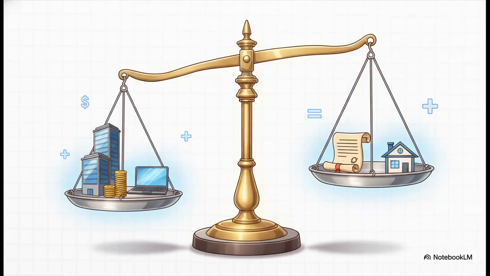Now, at the very heart of the balance sheet is a fundamental rule, the bedrock of all accounting, the accounting equation. It says that a company's assets, everything it owns, must equal the claims against those assets. And those claims come from two places, liabilities and the owner's equity. It's not a suggestion, it's a law. It always has to balance.